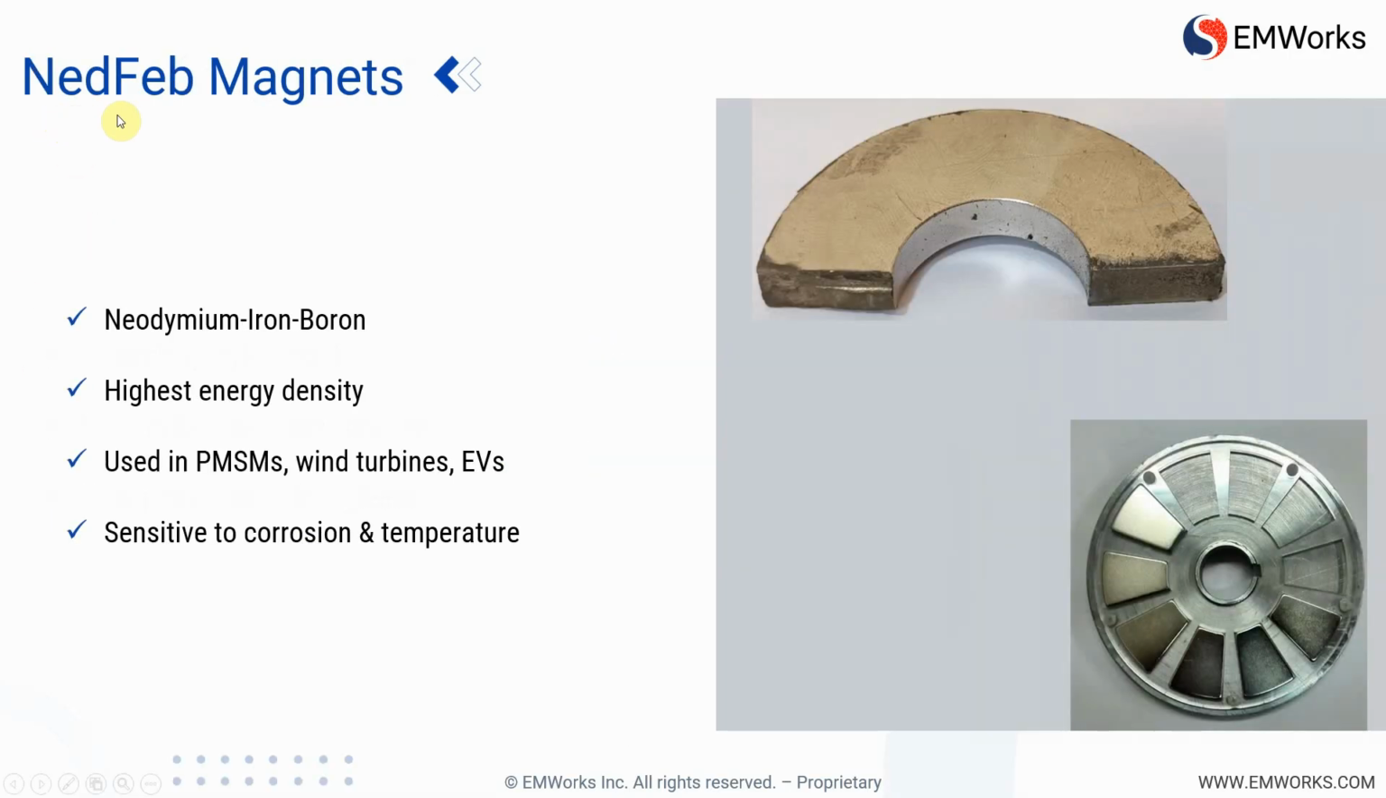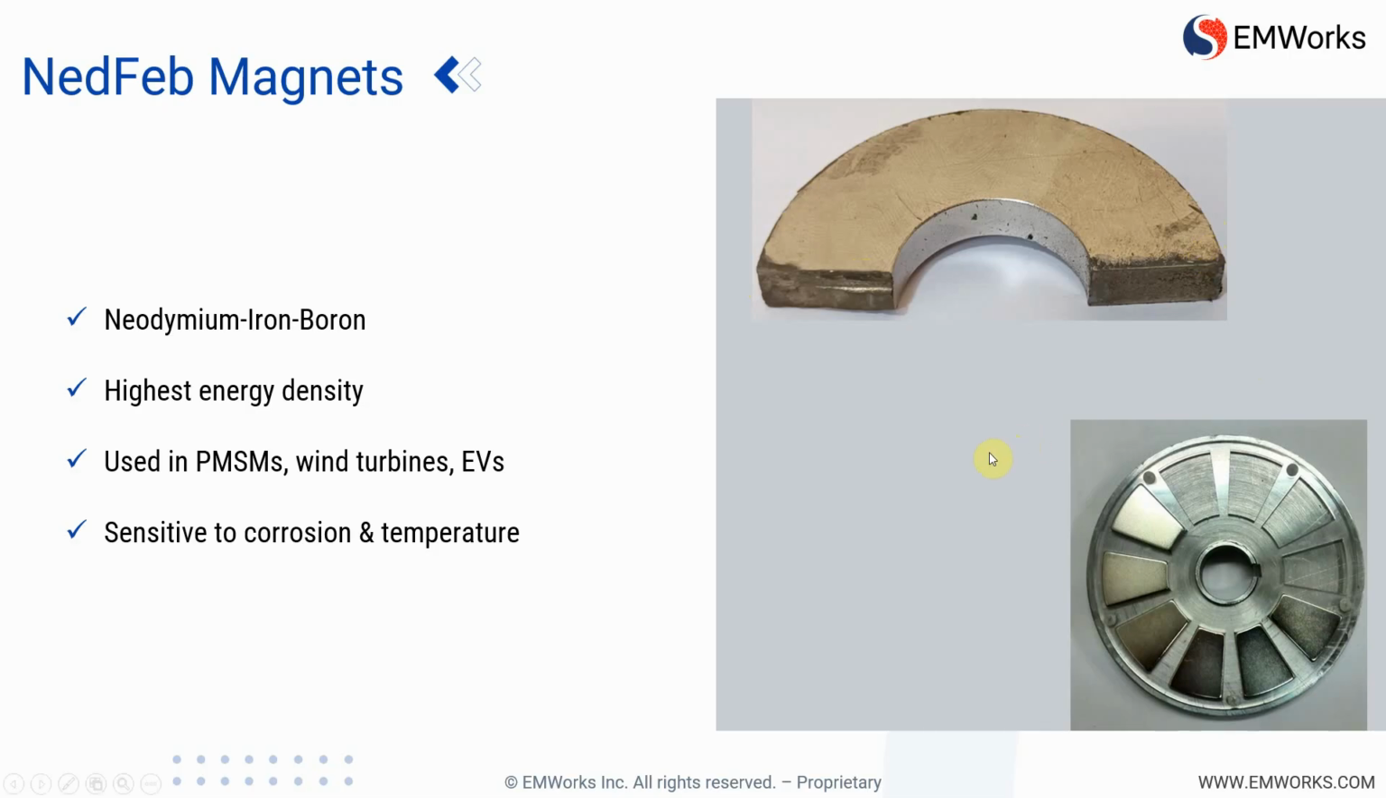NdFeB, or neodymium magnets, are the most powerful commercially available permanent magnets. They offer excellent energy density, making them perfect for high-performance applications like electric vehicles, wind turbines, and precision actuators. However, they come with downsides. They're expensive, vulnerable to oxidation, and can lose magnetism at high temperatures. Often, protective coatings or thermal design strategies are necessary to make them reliable in tough environments.